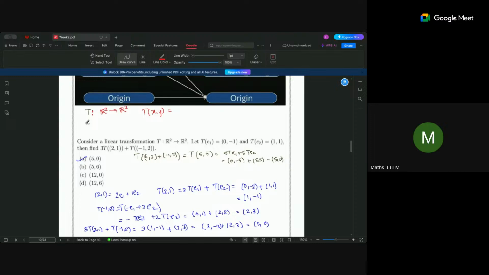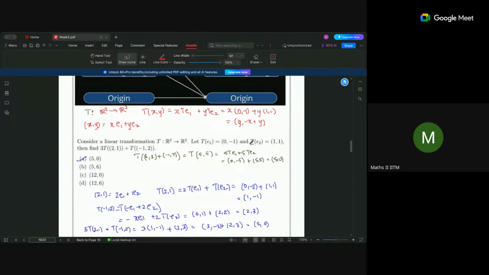Now what do we know? We know that X comma Y is nothing but X E1 plus Y E2. Correct? So it is X T E1 plus Y T E2 when I apply T. Right? Now this is X times 0 comma minus 1 plus Y times 1 comma, the same thing, whatever we did, instead of just numbers, now we are having XY, that's all. So here you will have Y comma minus X plus Y. So this is the transformation for this particular case.